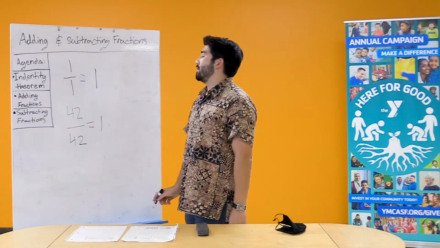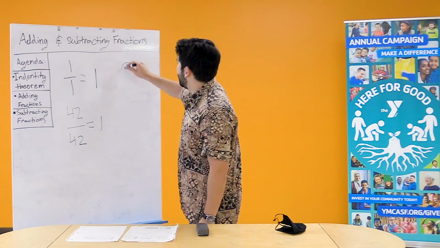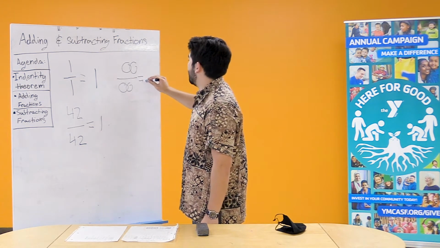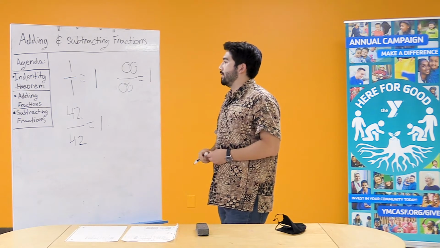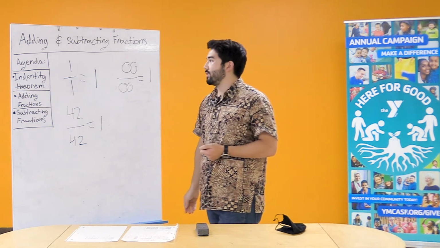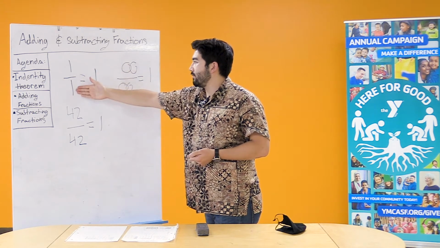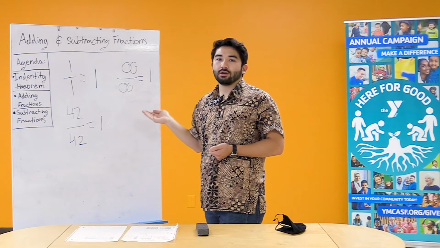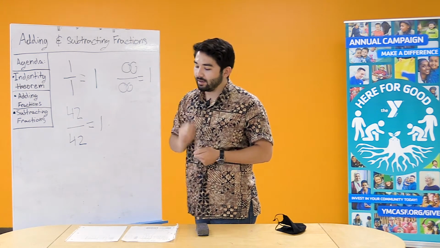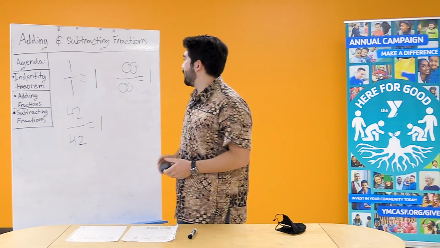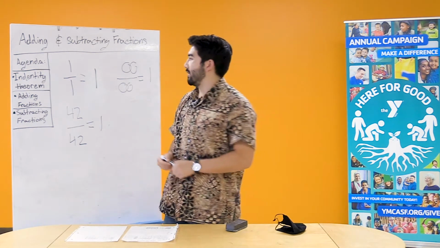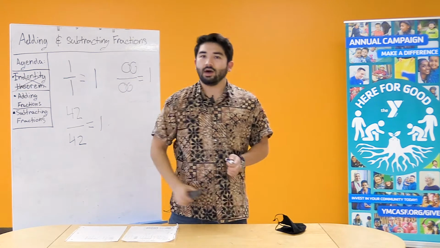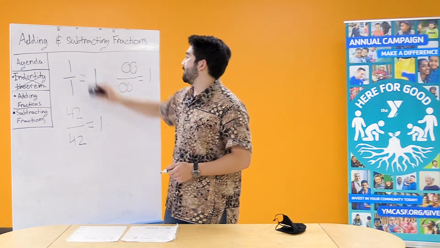We can even use huge numbers such as infinity. So if we go infinity divided by infinity, that is also going to equal 1. So the identity theorem states that whenever you divide a number by itself, it is always going to equal 1. So this is going to be helpful later when we work with our fractions that have unlike denominators. So now that we've done the identity theorem, I'm going to go ahead and cross it off. We can move on to adding fractions.